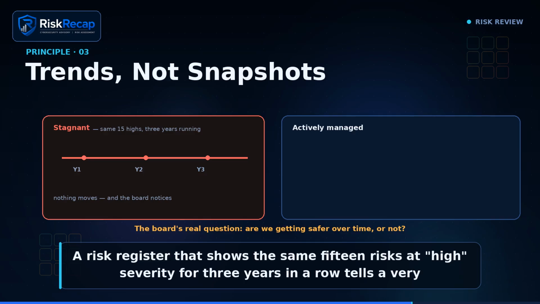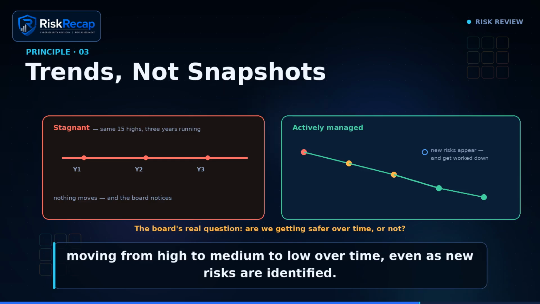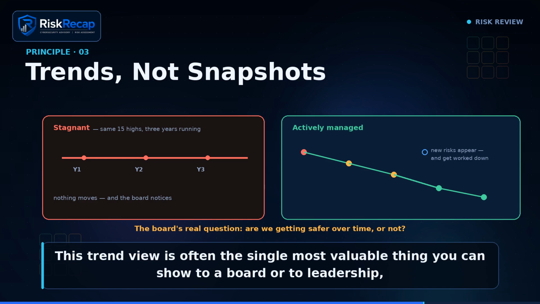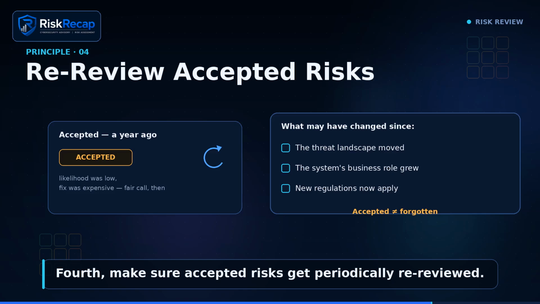Third, track trends, not just snapshots. A risk register that shows the same 15 risks at high severity for 3 years in a row tells a very different story than one where you can see risk being actively mitigated, moving from high to medium to low over time, even as new risks are identified. This trend view is often the single most valuable thing you can show to a board or to leadership, because it answers the question they actually care about. Are we getting safer over time or not?